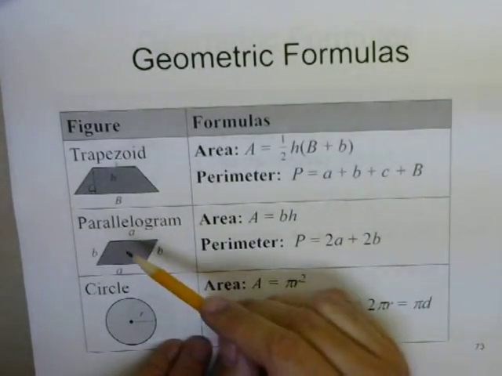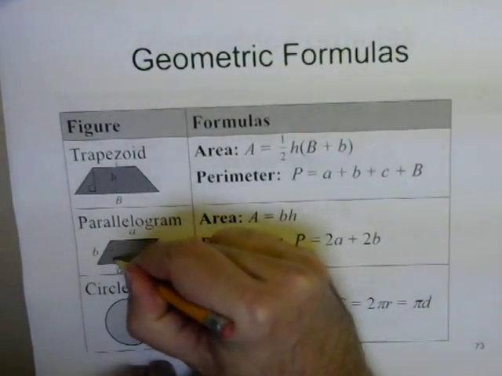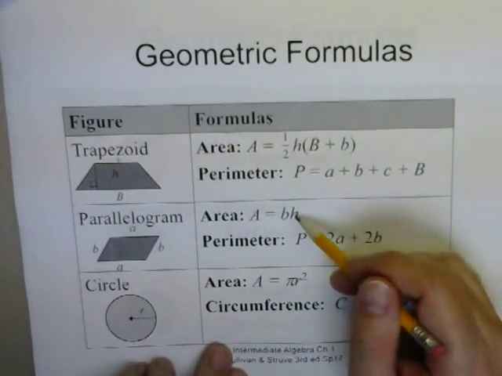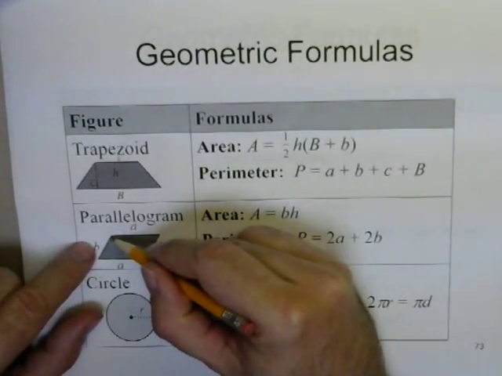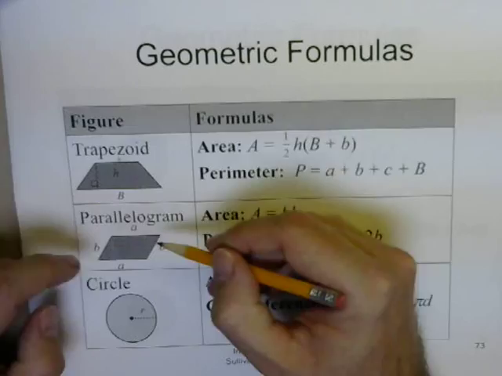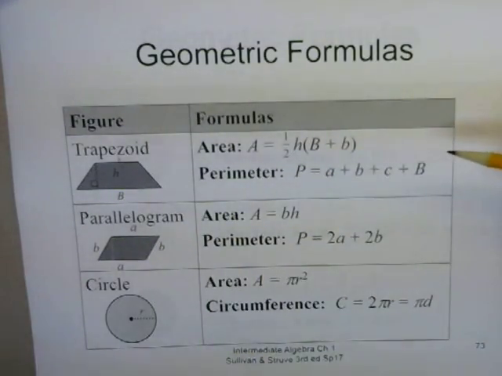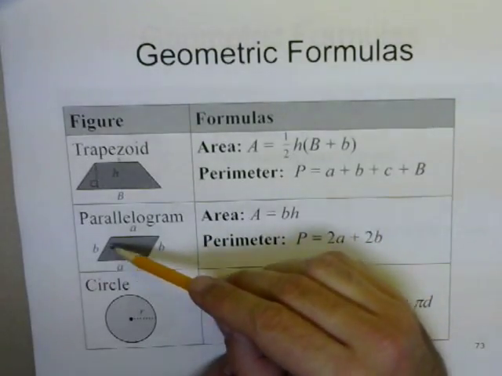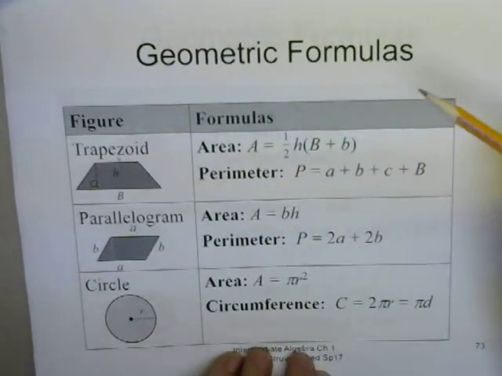For a parallelogram, if you know the height of the parallelogram, the area is just the base times the height. You can kind of think of that as if you were to chop this triangle off and stick it on over here, it would give you a rectangle. So that's the formula for the area there. For the perimeter of a parallelogram, since these sides are the same length, it'll just be 2a plus 2b.